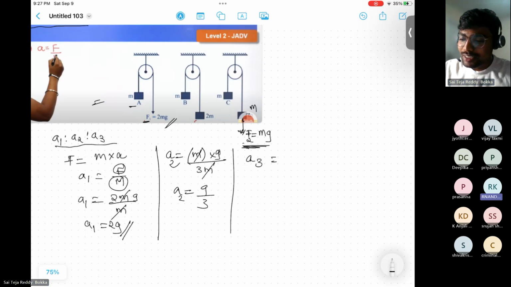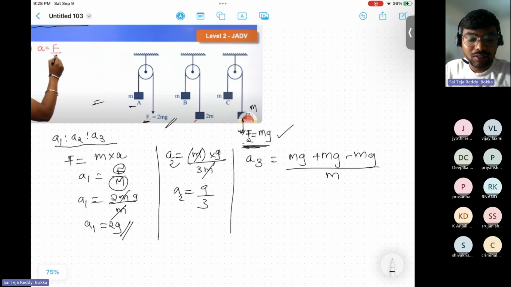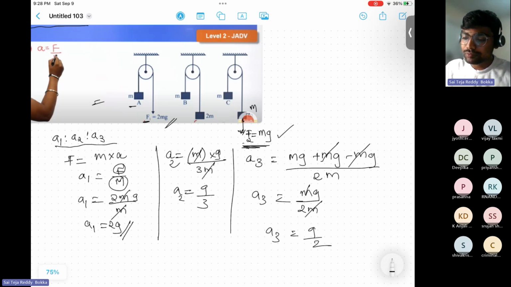A3 is equal to, so see here, I have added one more thing now. F2 is equal to M into G. So mg plus mg minus mg, by what is your mass? M plus M, right? 2M. So A3 is equal to, minus mg and plus mg will cancel, so mg by 2M, M will cancel. A3 is equal to g by 2.